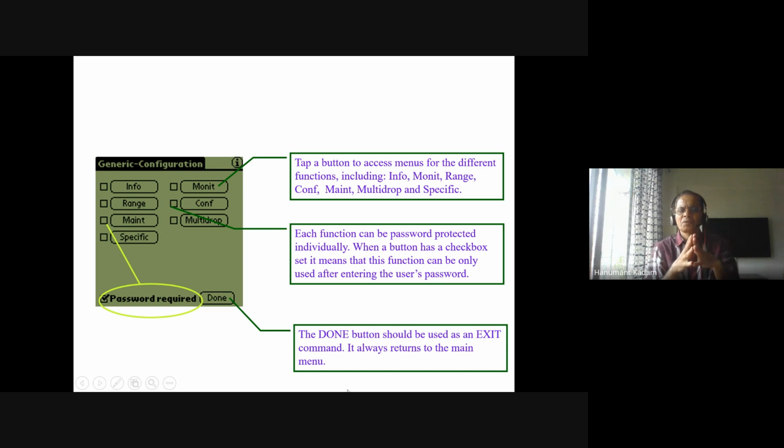The done button should be used as an exit command. It always returns to the main menu. Suppose you are in the information menu, it will display the tag number LD30. Descriptor is 16 characters. You can mention the line and details of where it is, the message. Here you can set the date and all. Tag is an 8 character alphanumeric field for identification of the device, and remember to use graffiti writing for numbers and symbols.